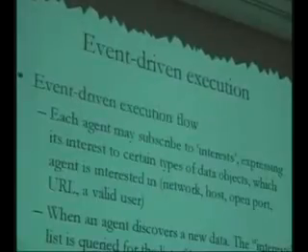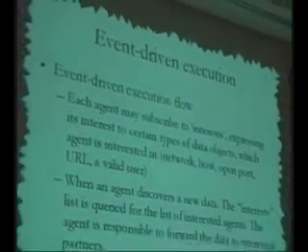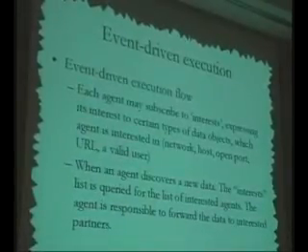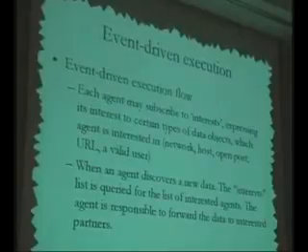And we're also going to have, besides that, event-driven execution flow. That is, each agent may be subscribed to different interests. That is, it can express its interest in certain types of data that it should receive. And as soon as this type of data arrives, the agent will be notified, and this event will be delivered to the agent. And whenever the agent discovers new data, the interest list is queried for all of the agents that are actually interested in that data, and then the agent would be responsible for forwarding that data to all the interested peers.